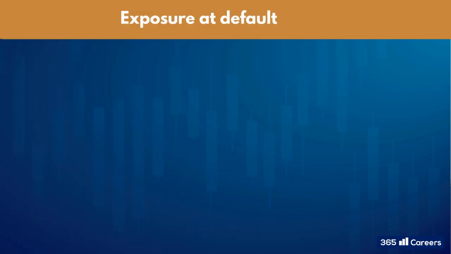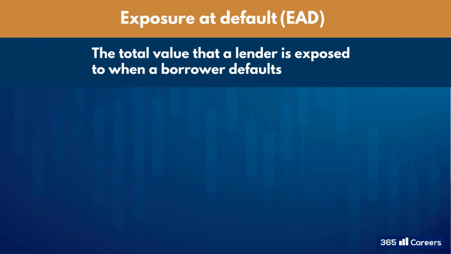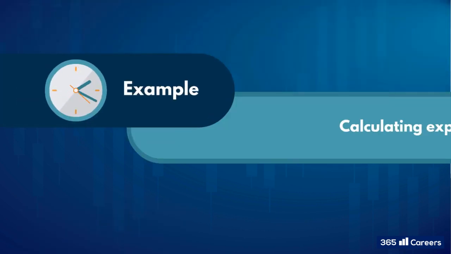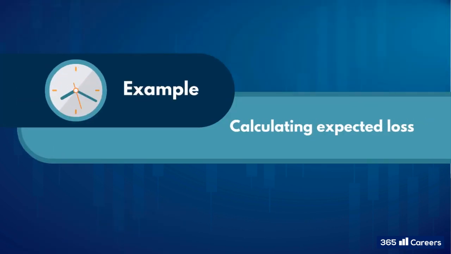Exposure at default, or EAD, is the total value that a lender is exposed to when a borrower defaults. Therefore, it is the maximum that a bank may lose when a borrower defaults on a loan. Let me show you a simple example of how expected loss is being calculated.